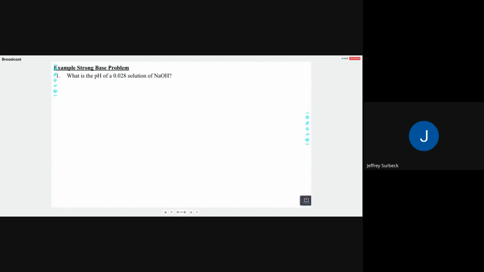So this should say, what is the pH of a 0.028 molar solution of sodium hydroxide? And that should be a big capital M right there; we'll make sure we indicate that. The first thing to do is look at what you have and ask yourself, okay, sodium hydroxide, is that a strong base? Yes, this is strong, and it's a base.